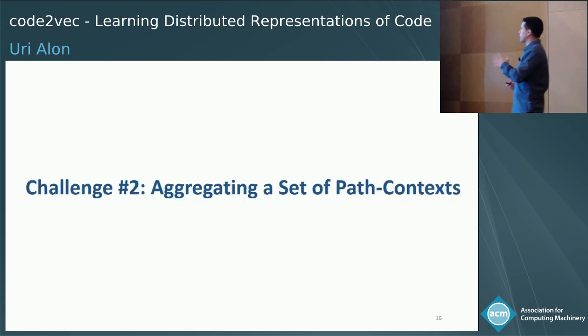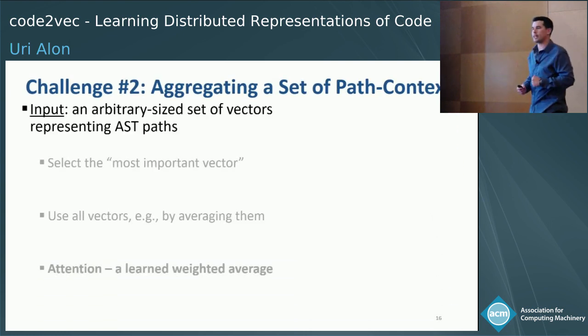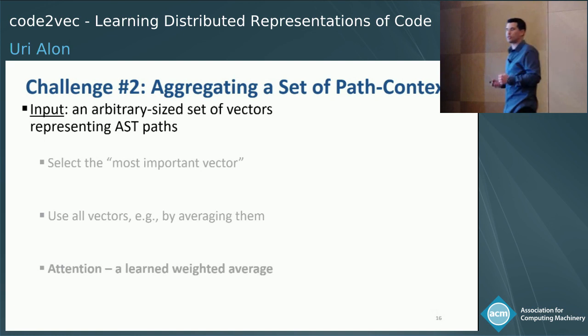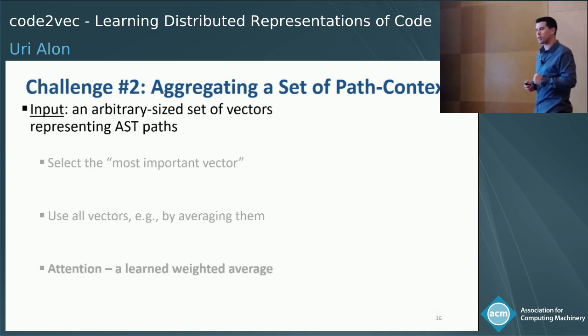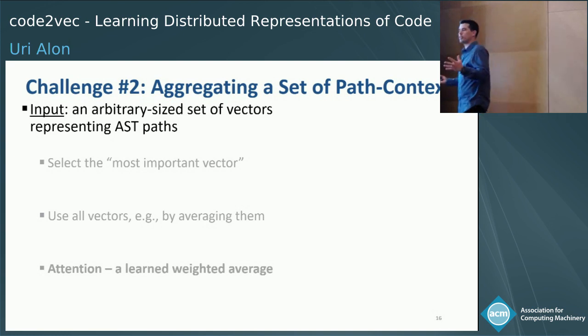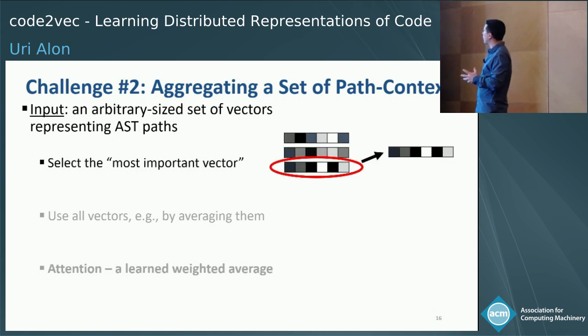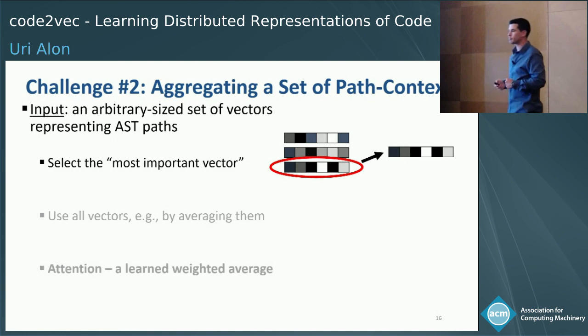So this brings us to the second challenge. Our input here is a set of vectors representing AST paths, and this set can be of an arbitrary size. And we need to somehow aggregate them to a single code vector. You can think of it intuitively as having many pieces of information that you need to somehow aggregate to make a single conclusion. So one possible approach is to somehow select the most important vector. But as you can imagine, this way we lose the rest of the information.